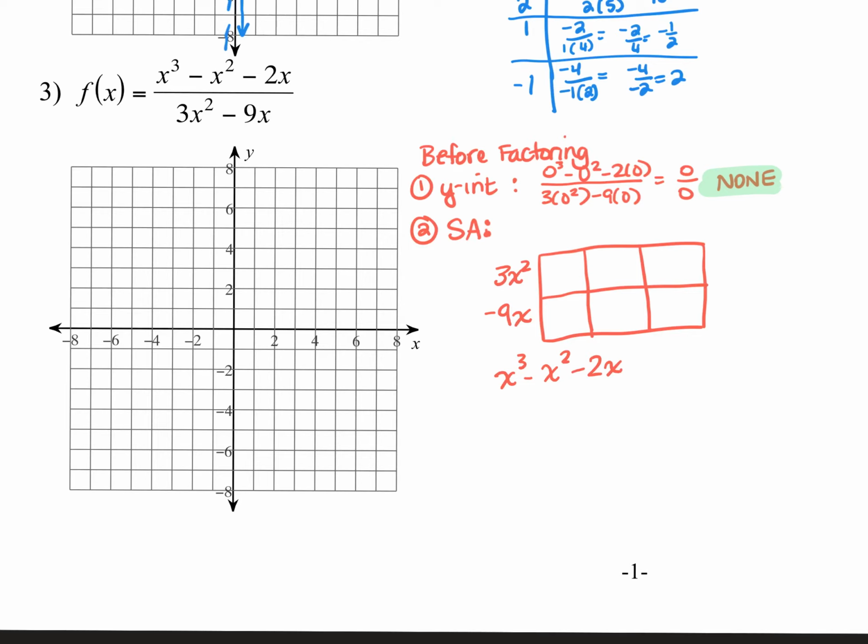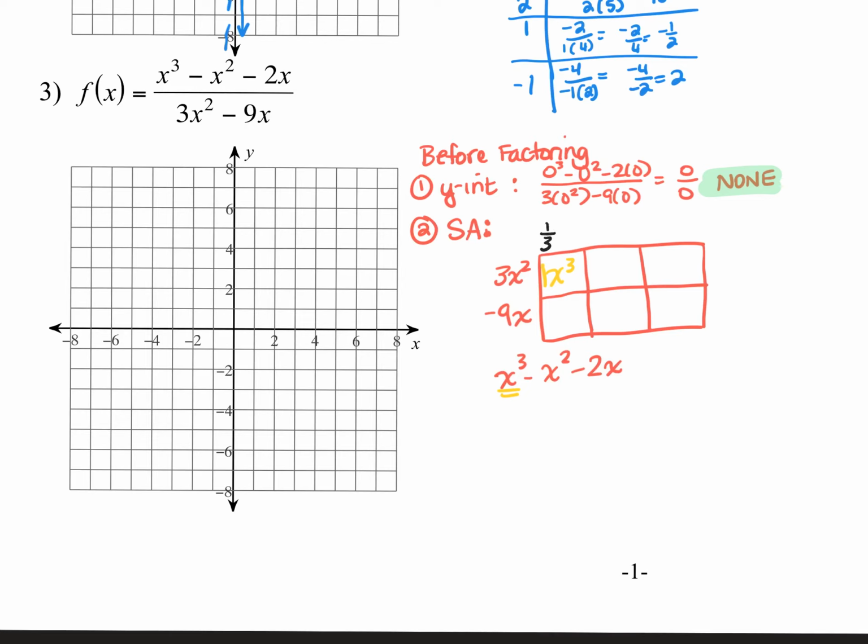So I know I start out with x cubed. And I ask myself one of two things: what do I multiply 3x squared by to get x cubed? Or what is x cubed divided by 3x squared? So really, that x cubed is 1x cubed. So I'm saying 1 divided by 3, which is 1/3.